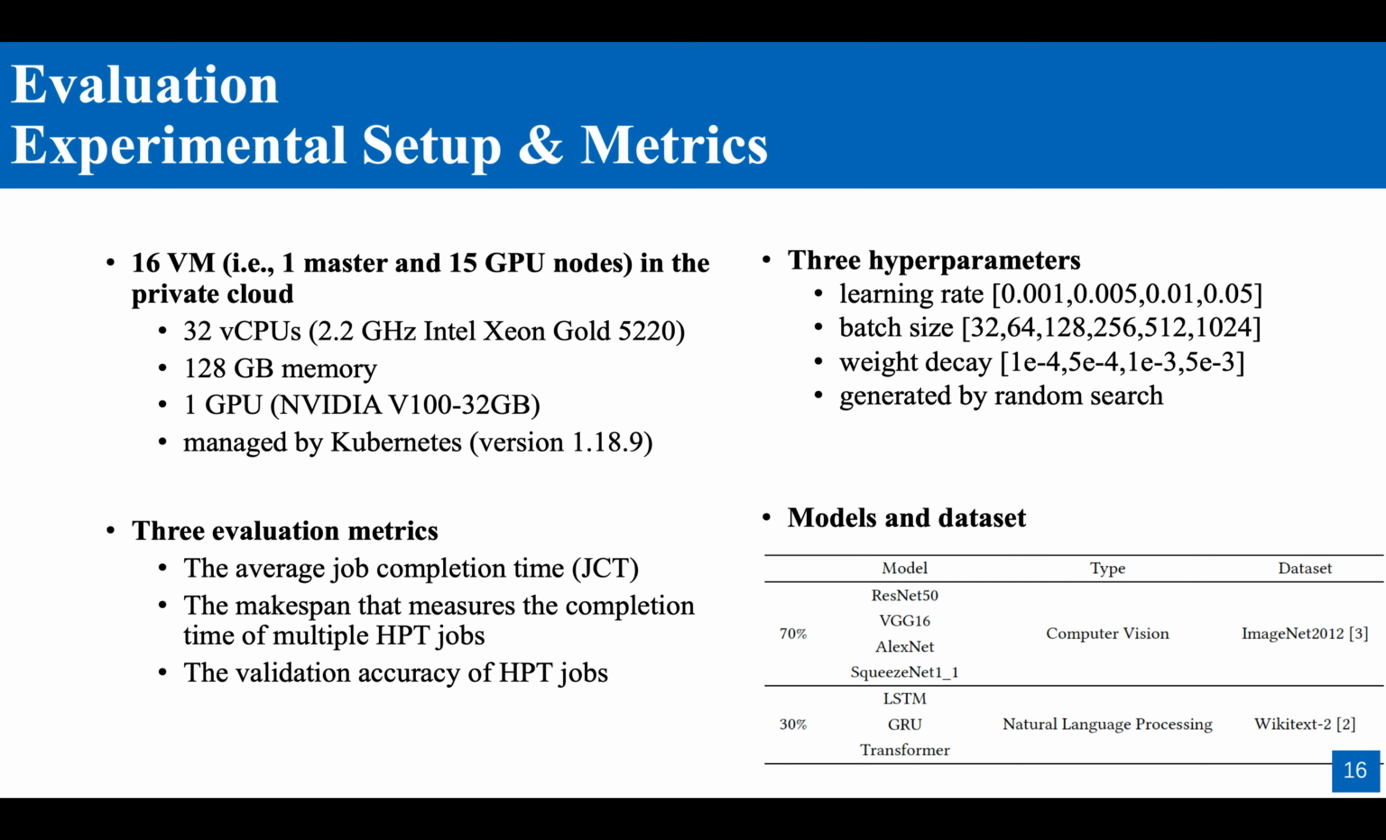We evaluated our DISK using 3 metrics. The first is the average job completion time. The second is the max span, that measures the completion time of multiple HPT jobs. The third is the validation accuracy of HPT jobs.